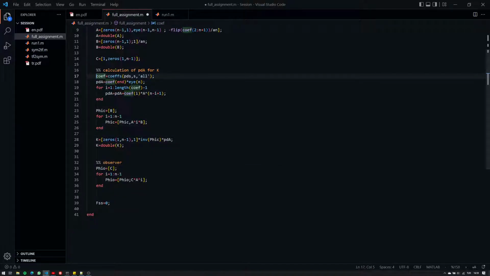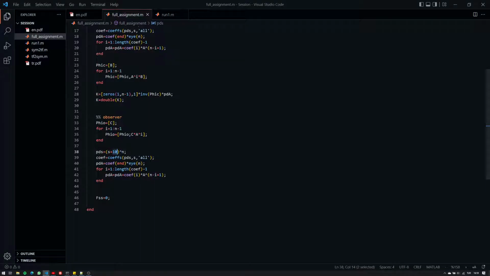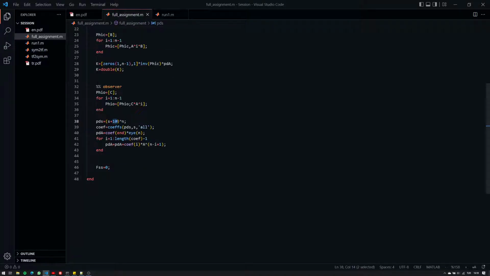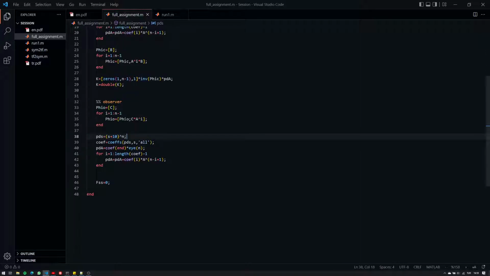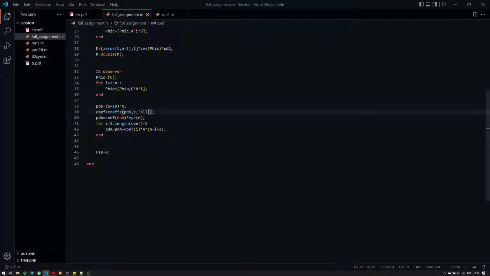We have a PDS, and I'm going to generate again the PDS here. So we need basically again a coefficient vector and PDA, but let's define PDS as it was given to us, s plus 10 to the power of n. And that's basically it, because we will assign all the poles of the observer to -10 instead of -1, -2, -3, and -4, as it was the case for the controller. So here I have PDS, another PDS that is necessary for the observer. This PDS was belonging to the controller.